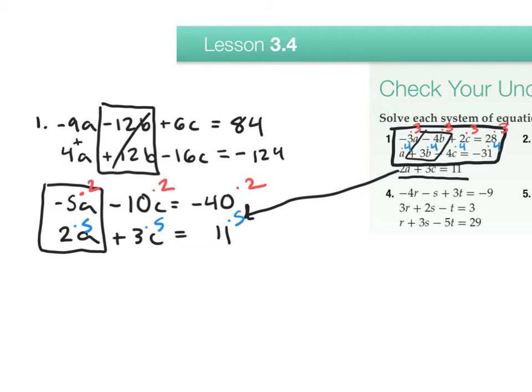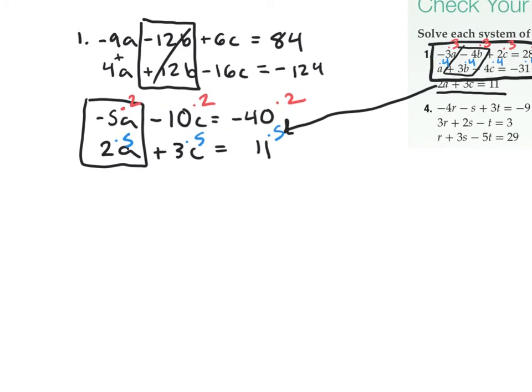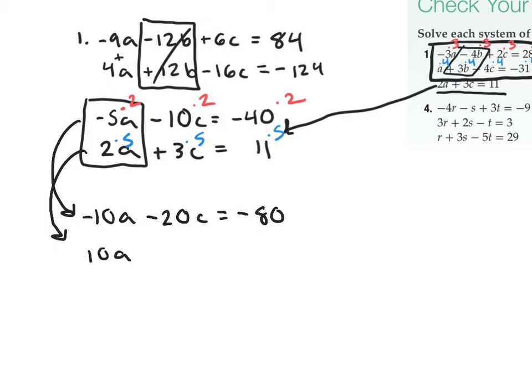So I'm going to rewrite them down here. Negative 5a times 2. Negative 10a. Negative 10c times 2. Negative 20c. And negative 40 times 2. Negative 80. Now our second equation. 2a times 5. 10a. 3c times 5. 15c. And 11 times 5.